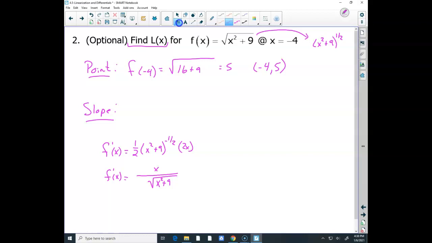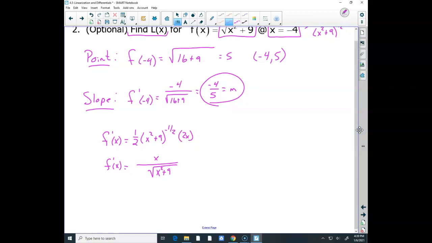So if I need my slope, I need to know what f prime of negative 4 is. Well, f prime of negative 4 is going to be negative 4 over the square root of 16 plus 9, which is negative 4 over 5, I believe. That's my slope. And that means, okay, ugly function, that what I'm doing is linearizing my graph really close to negative 4.